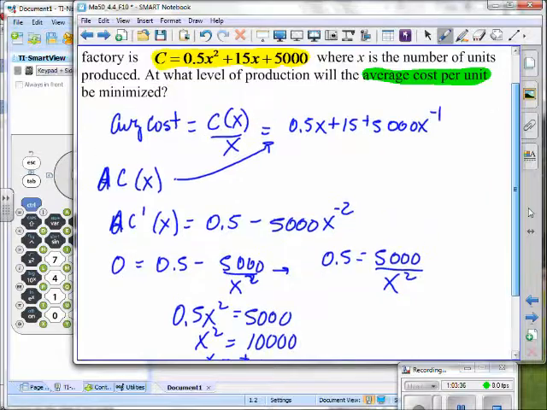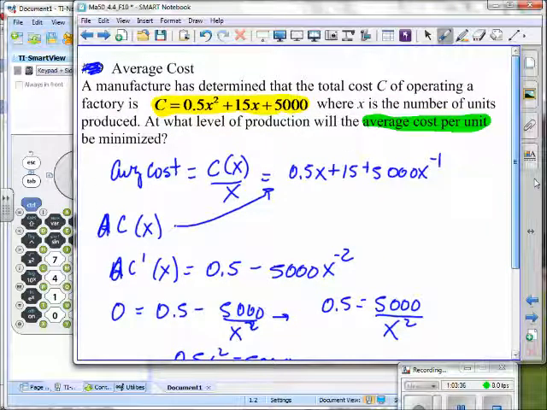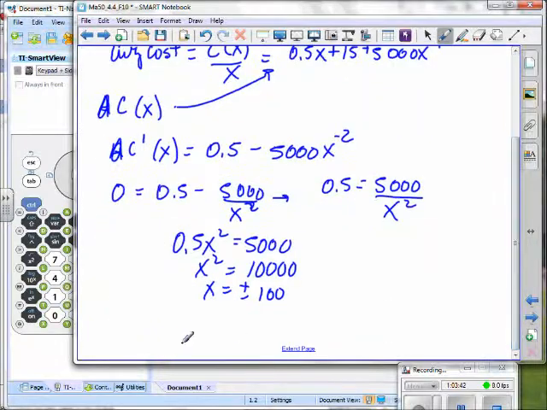What's x represent? So can I have negative units? Somehow, instead of producing units, I'm going to somehow deproduce? I don't know. Okay, we'll take it. We'll do this real quick here.